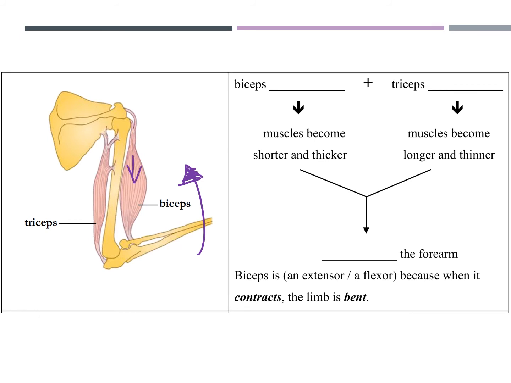When you try to bend your arm, your biceps contracts, so that the muscle becomes shorter. While the triceps relaxes. With a shorter biceps, the contraction force, the pulling force, can be transmitted by the tendon to the forearm. So now the forearm bends upward. We can conclude that the biceps must be a flexor because when it contracts, the limb is bent.